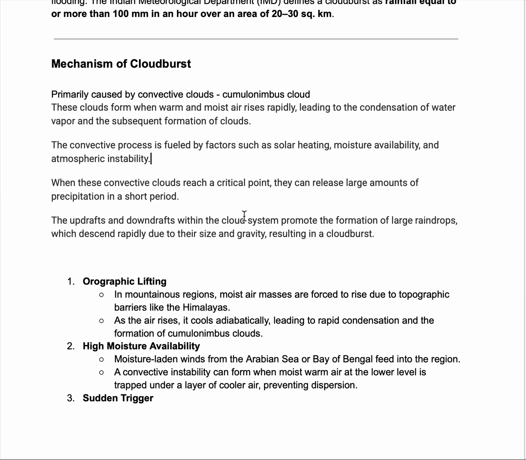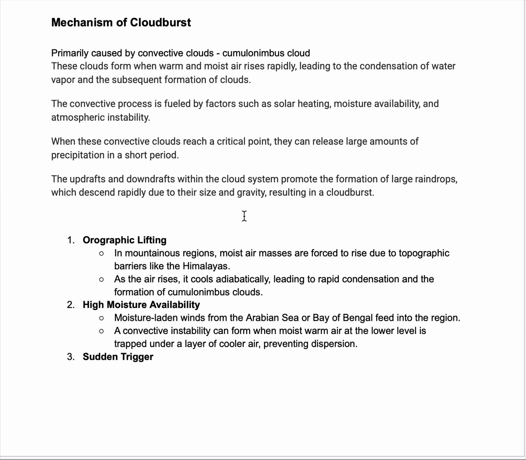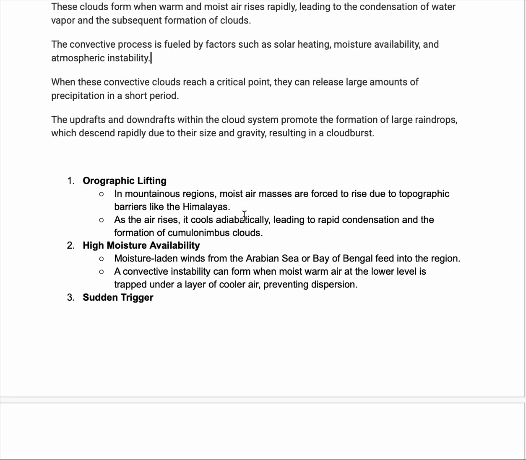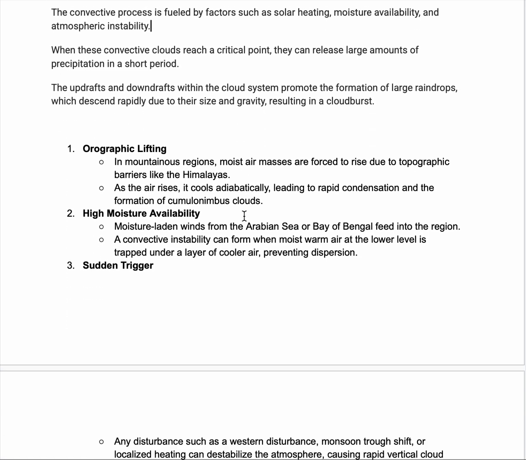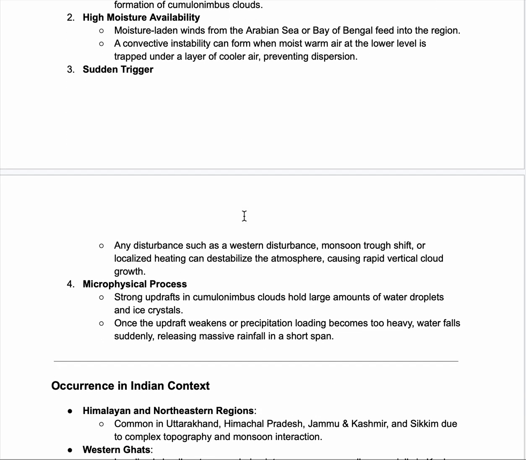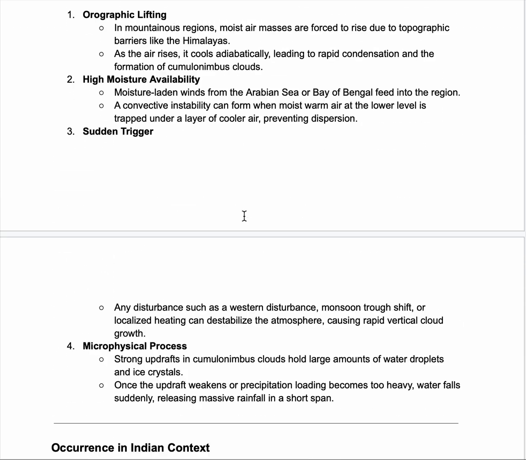So if you have to explain the mechanism of cloudburst, we'll just write that it is primarily caused by convective clouds. Those clouds are known as cumulonimbus clouds. When warm and moist air rises rapidly, it leads to condensation of water vapor and subsequent formation of cloud. Basically, you have to explain the convection process, and then you would write that there are four factors responsible for the mechanism of cloudburst: orographic lifting, high moisture availability, sudden trigger, and microphysical process. That's all.